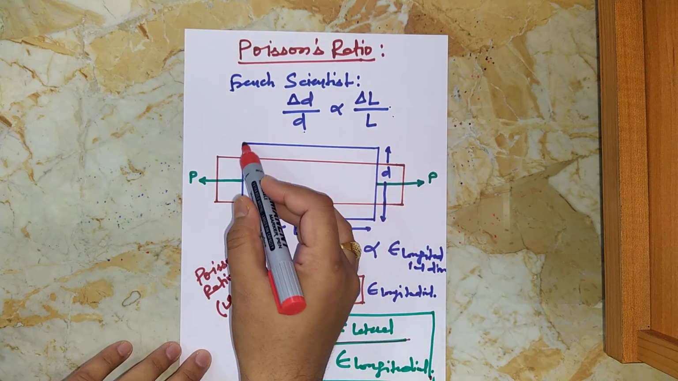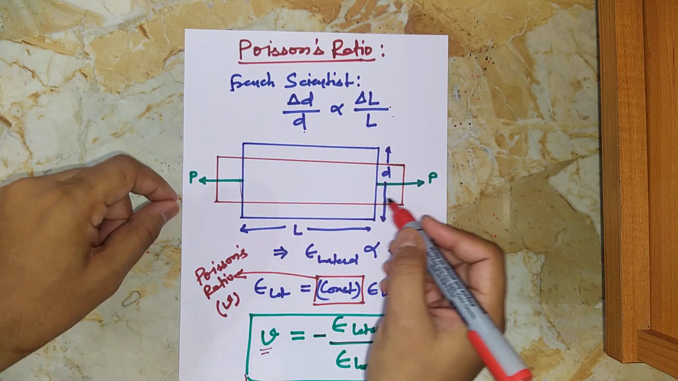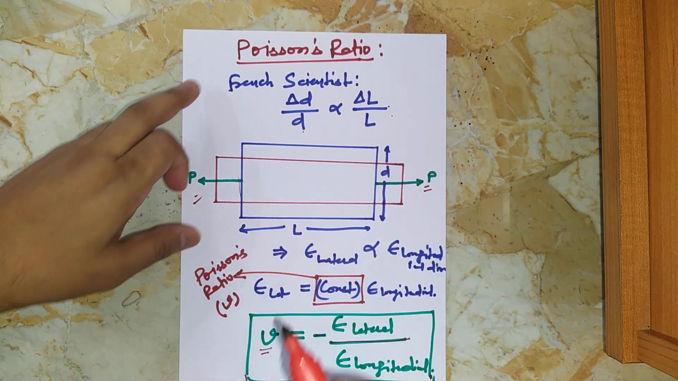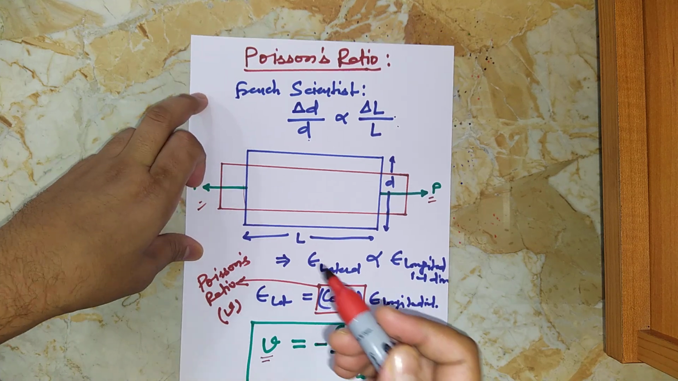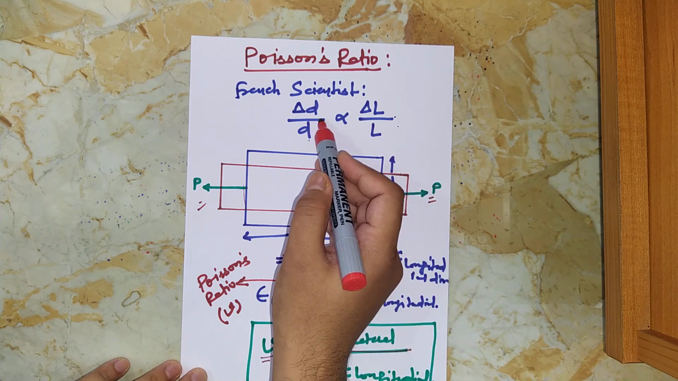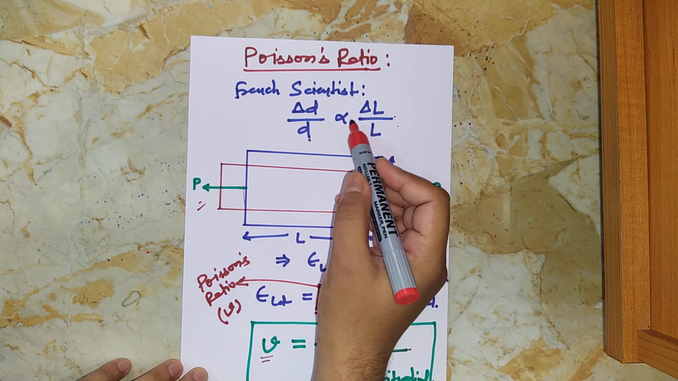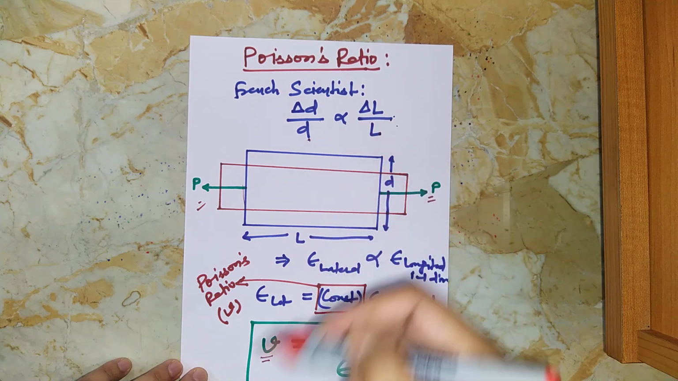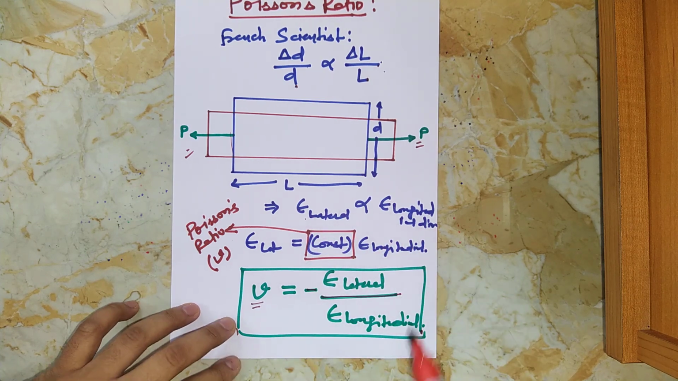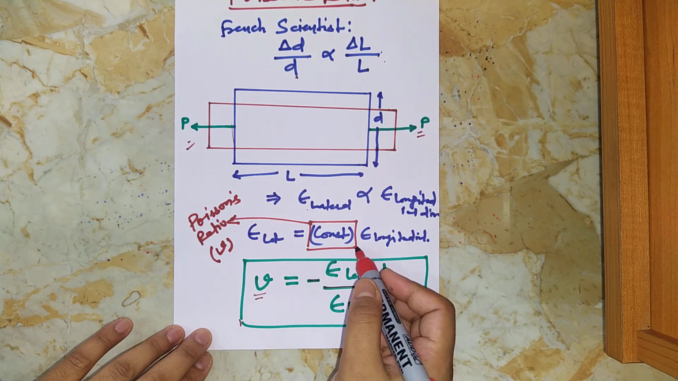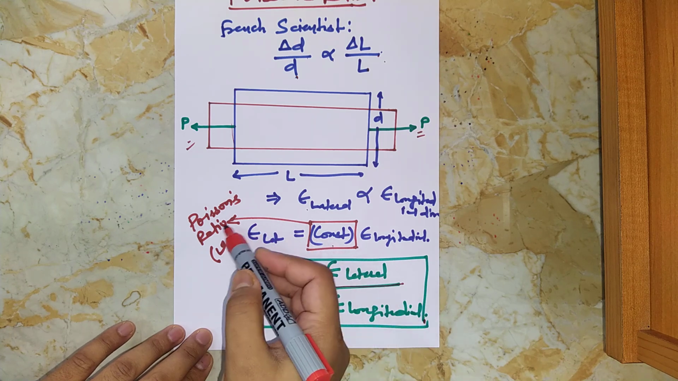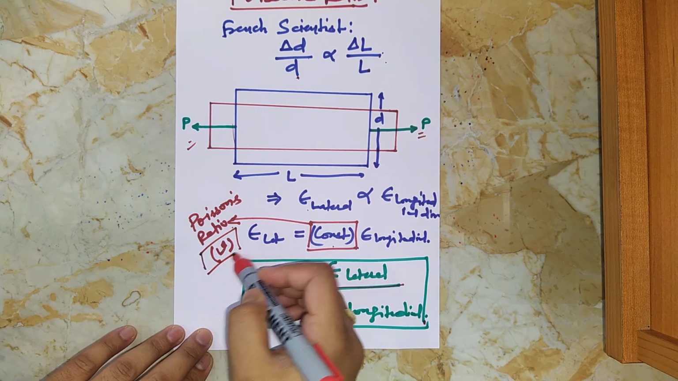If we take a prismatic bar, which is drawn in blue here, and it is elongated or pulled along the axis by applying a load P, the scientist Poisson, a French scientist, found out that the strain in the lateral direction, that is change in dimension by original dimension in the lateral direction, is proportional to the change in dimension by original dimension in the axial direction. So we can write that the strain in the lateral direction is proportional to the strain in the longitudinal direction, and when multiplied by a constant, equality holds. This constant is called the Poisson's ratio and is denoted by nu.